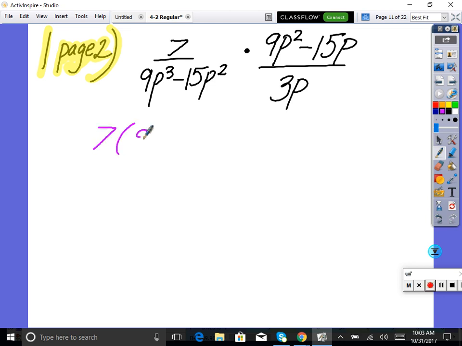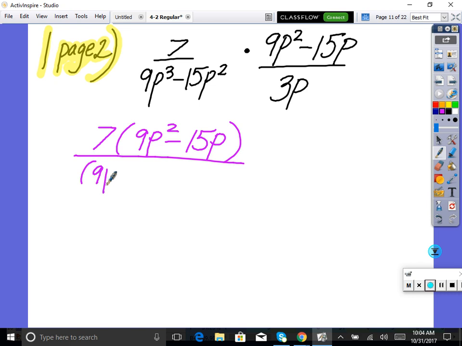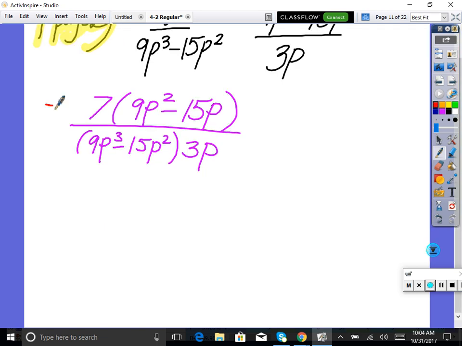7 times 9p squared minus 15p. Then on bottom, we have 9p cubed minus 15p squared times 3p. Now we know that's our answer. We technically multiply these. Now we've just got to simplify. We simplify by factoring the top, factoring the bottom, restricting, and dividing out exact factors. So on top, we have a 7. Good to go.